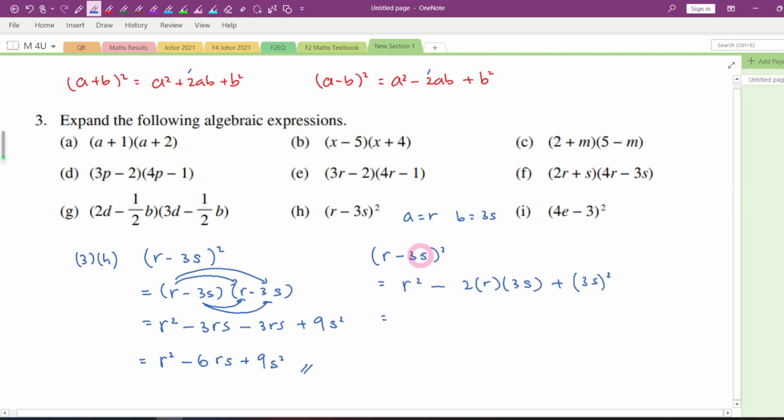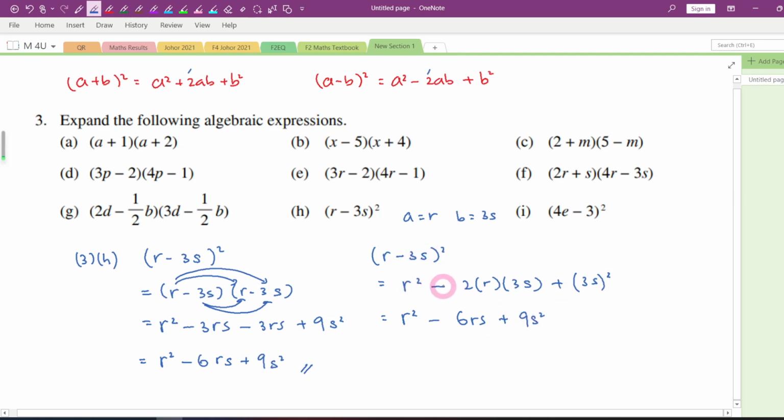So when you have done this so many times, you actually don't have to write this step. You can just calculate mentally this thing square minus this times 2. 3 times 1, you get 3. 3 times 2, you get 6. 6RS. At the back here, always positive. So 3 squared, you get 9. S squared, you get S squared.